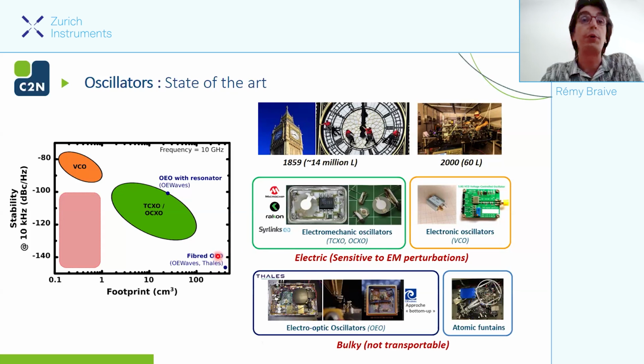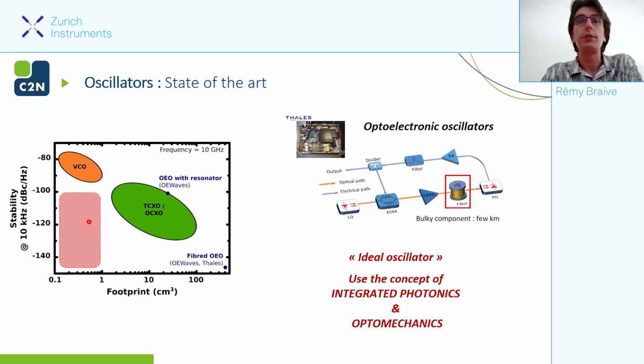And then you have other systems based on optics or hybrid, such as electro-optic oscillators, which have a really low phase noise, but are still quite bulky, about a liter. Or you have also the atomic fountain, some possibility to make it a little bit more compact, but it's still 1 meter by 1 meter. So you see that this ideal oscillator has not been reached yet.